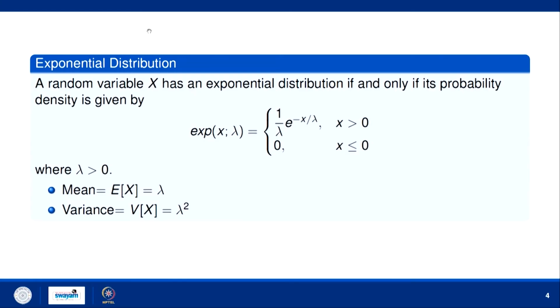in a similar way as we did for the uniform distribution. So, what is the PDF of this distribution? The PDF is given by, it is an exponential distribution, f(x; lambda) which is equal to 1 upon lambda times e raised to minus x by lambda when x is greater than 0, and 0 otherwise. Okay. So, 0 otherwise means here it is for x less than or equal to 0.